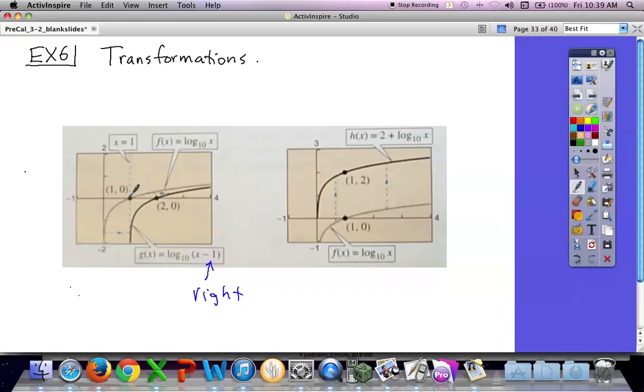In fact, the x-intercept, which used to be at 1, 0, now it has to be at 2, 0 because it shifted 1 to the right. Everything on the graph goes 1 to the right.